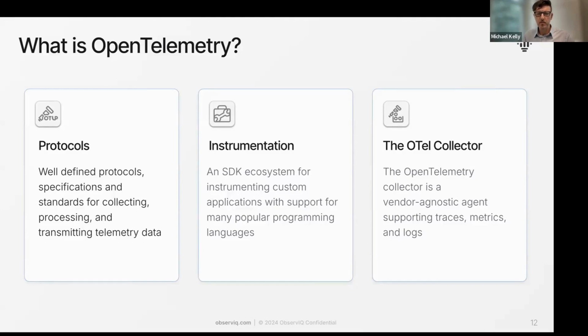And then there's an instrumentation component. This is SDKs for instrumenting your custom applications, typically used for traces, but a full instrumentation library for different languages, both manual instrumentation and then auto instrumentation. And so this suite really covers everything that you need for telemetry ingestion, processing, and transmission.